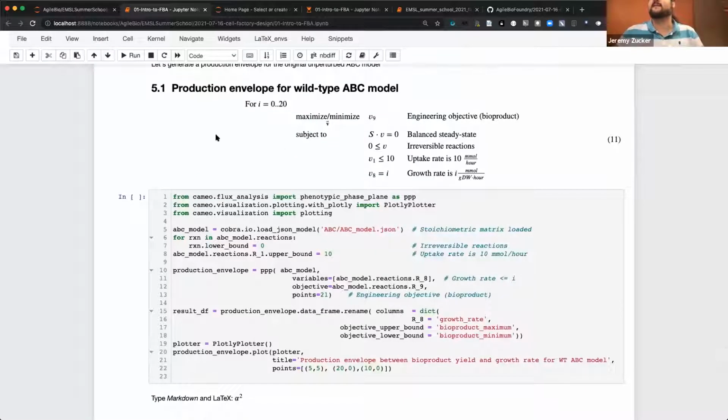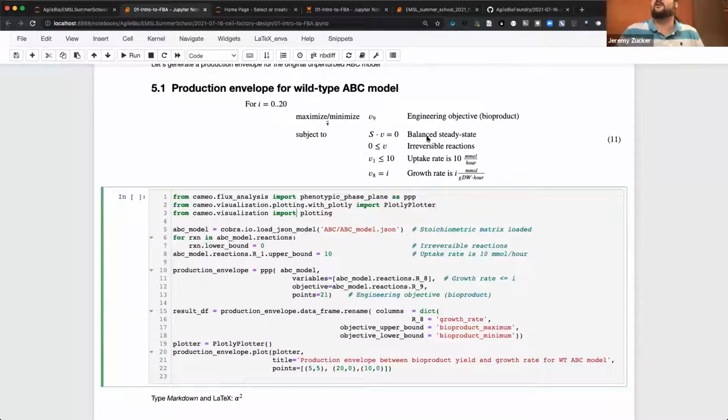So the idea is that we have some iterator that we're moving from 0 to 20, and we're setting the growth rate. Beforehand, growth rate was an objective, right? Now growth rate is a constraint. We're forcing the organism to grow at a specific growth rate, and then what we're trying to maximize is our engineering objective. So let's suppose we fix the growth rate at a particular level. What's the maximum bioproduct that I could produce given that growth rate? And otherwise, all the constraints are the same. So let's just go ahead and compute that.